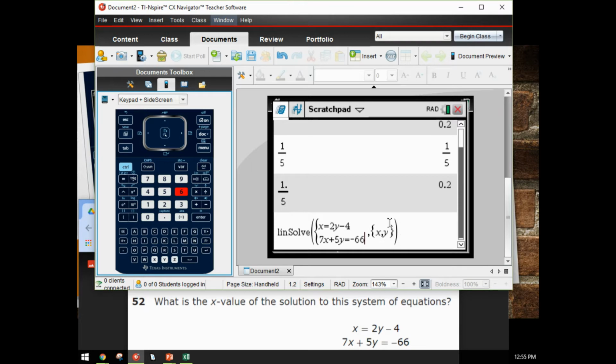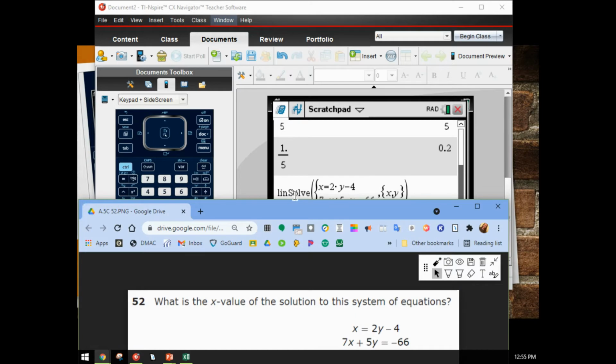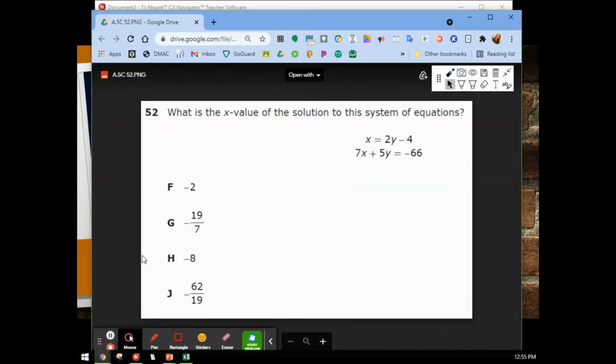It already tells it what to solve for here. Okay, it's already telling it to solve for x and y there. So now you just have to hit enter. So did it give you those same two numbers that I got? This says, what is the x value of the solution? So which one of those is going to be the x value? Negative 8. Okay, so there's your answer right there, negative 8.